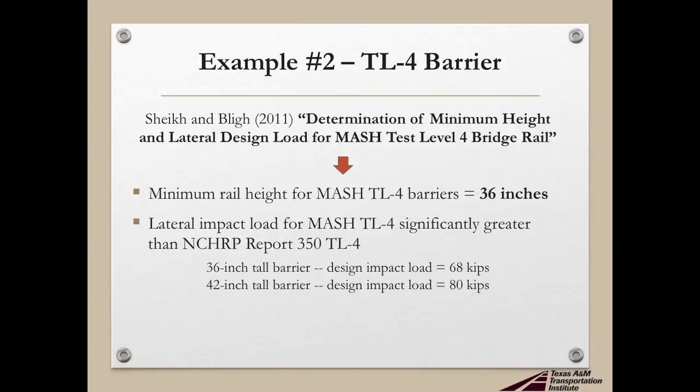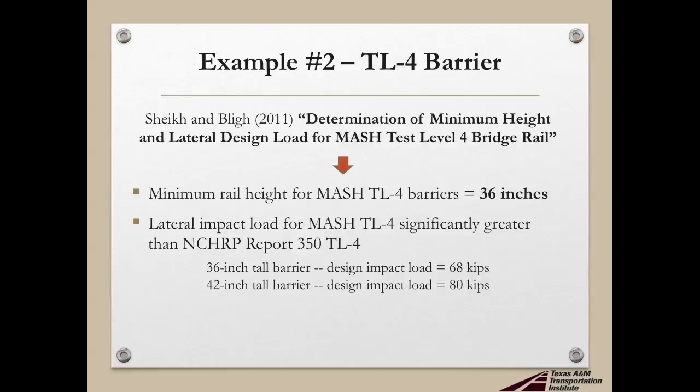So once again, we have to look and say, well, what do we need to do to make improvements to that? There is some research that's been done. That research was conducted at Texas A&M Transportation Institute, trying to basically evaluate what should be the new minimum rail height for MASH TL4 barriers, given that 32 inches is no longer acceptable. And also, given that the impact severity has increased, what should that design impact load be?